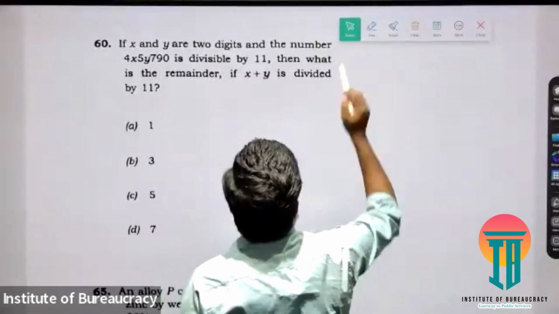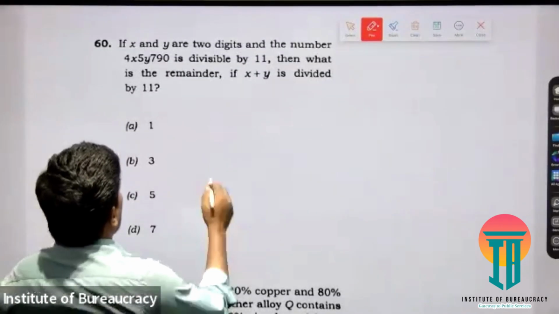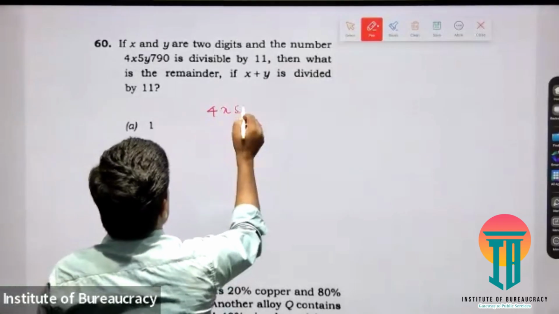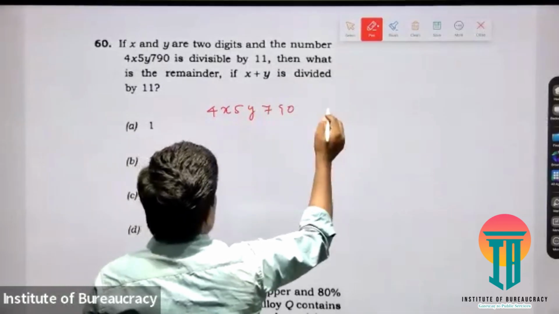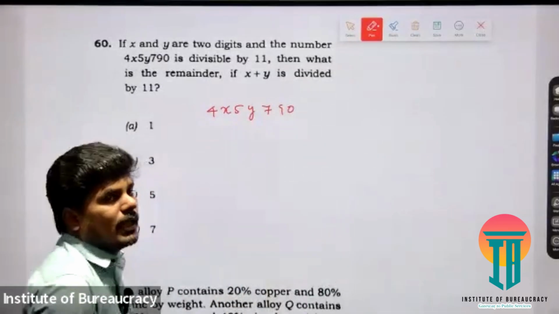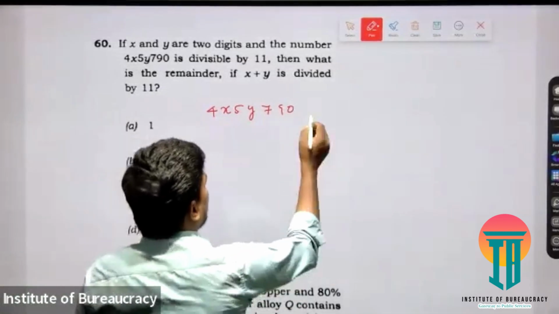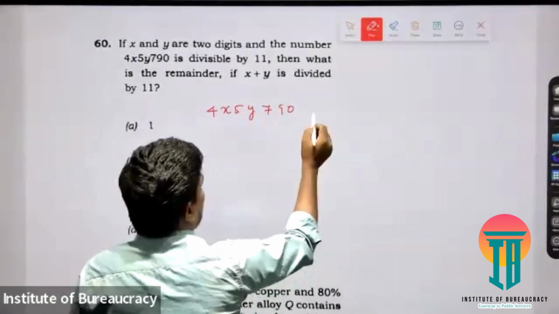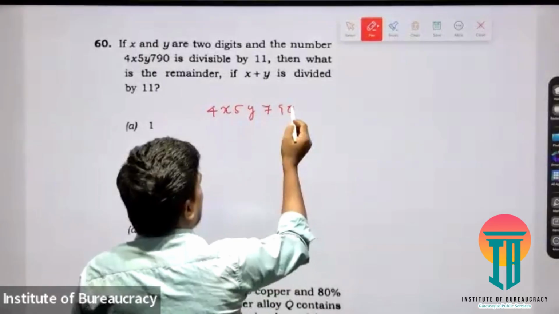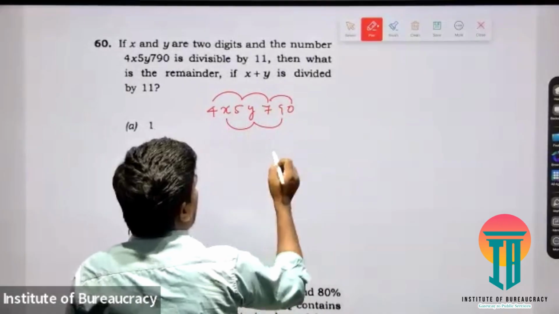The next one. If x and y are two digits in the number 4x5y790, which is divisible by 11, then what is the remainder if x plus y is divided by 11? So what is the divisibility test for 11? We add the odd place numbers, we add the even place numbers, and find the difference.